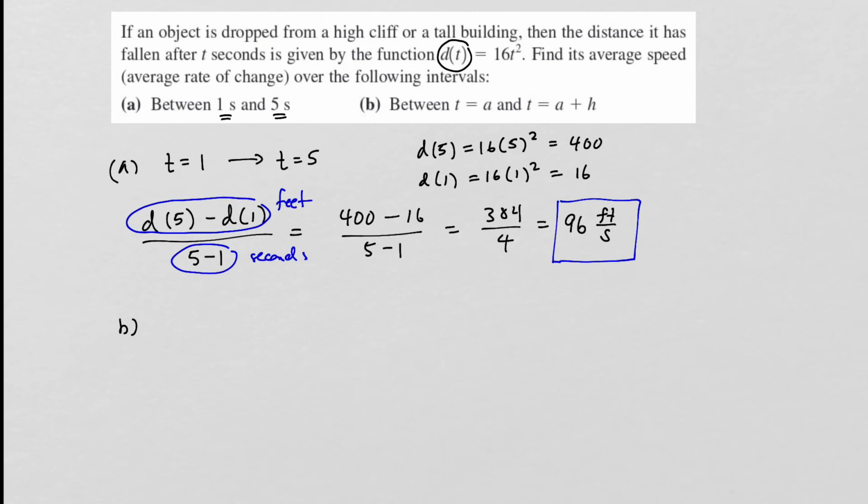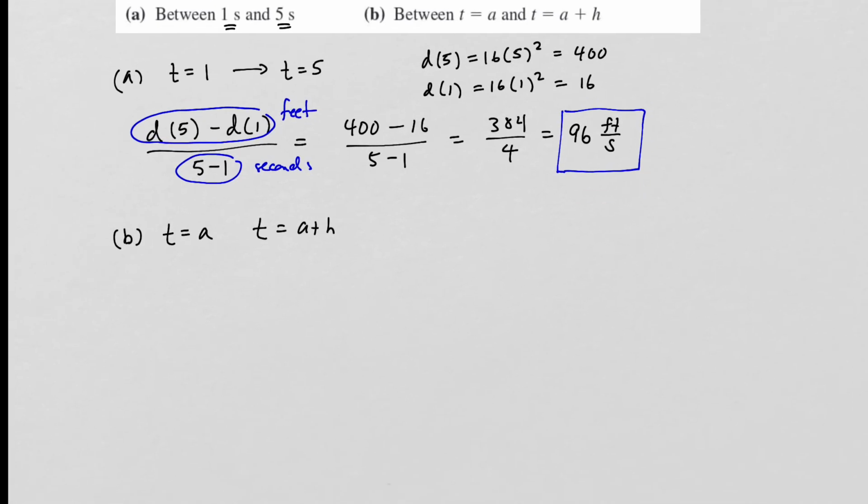In part B, we're doing the same thing, but this time it's a little bit more theoretical. Now we're changing from t equals some unknown value a to some other unknown value, which is a plus h. And we want to find the average speed or the average rate of change. So it works the same way. We're going to do d of a plus h minus d of a divided by a plus h minus a.